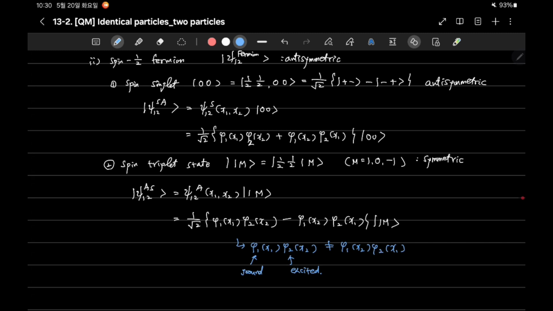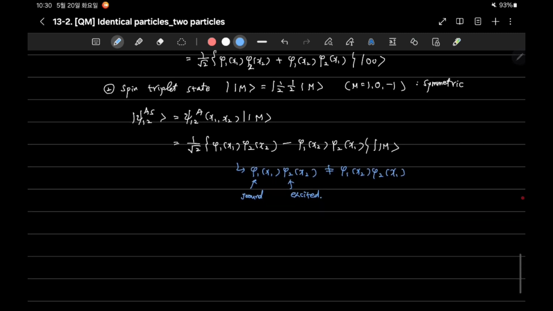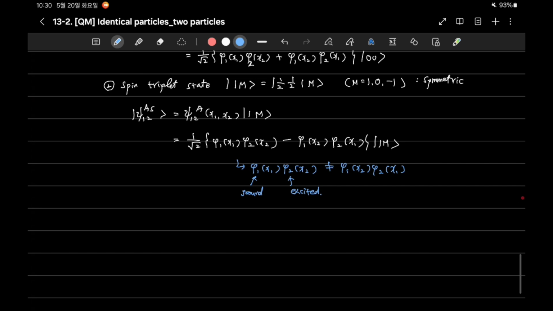So it is not zero. So the antisymmetric wave function in the excited state can have finite probability. So when we draw the graph and the spin, for example, the spin zero boson case, it is non-degenerate.